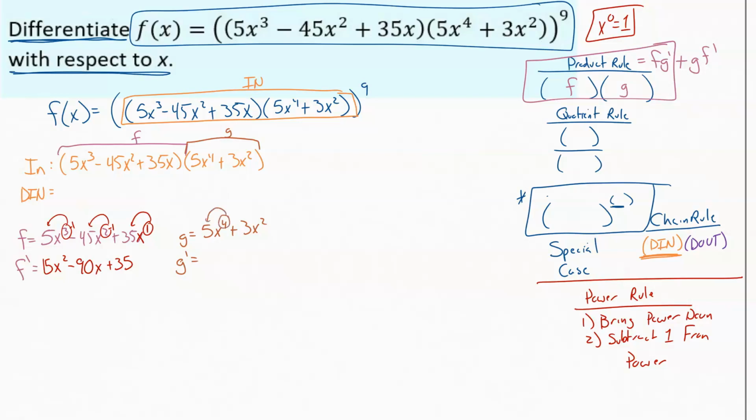So again, bring our power down. 4 times 5 gets us 20x. Subtract 1 from the power gets us x to the third. Bring the 2 down. We get 2 times 3 gets us 6x. Subtracting 1 from the power gets us x to the first.